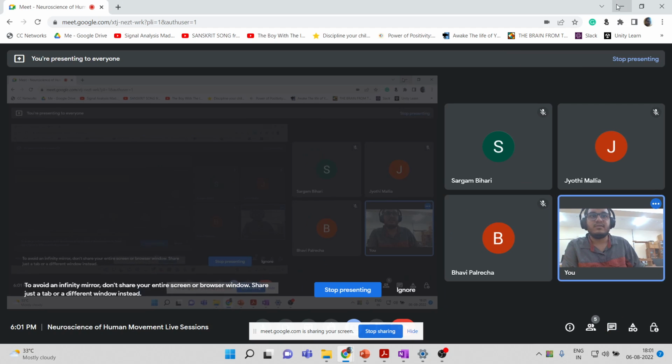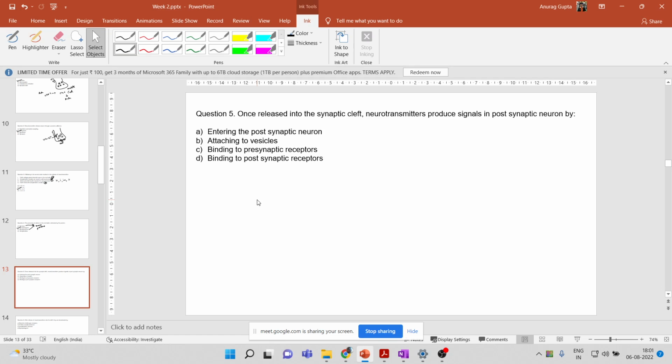Okay, let's discuss this. Once released into the synaptic cleft, neurotransmitters produce signal in postsynaptic neuron by binding to... entering the postsynaptic neuron? No, the neurotransmitter does not enter the postsynaptic neuron. Attaching to vesicles? No, it is the vesicle that releases the neurotransmitters. So that's also not correct. Binding to presynaptic neurons, no. It has to do something with postsynaptic, correct? So presynaptic receptors is the wrong answer. Binding to postsynaptic receptors, this is the correct answer.